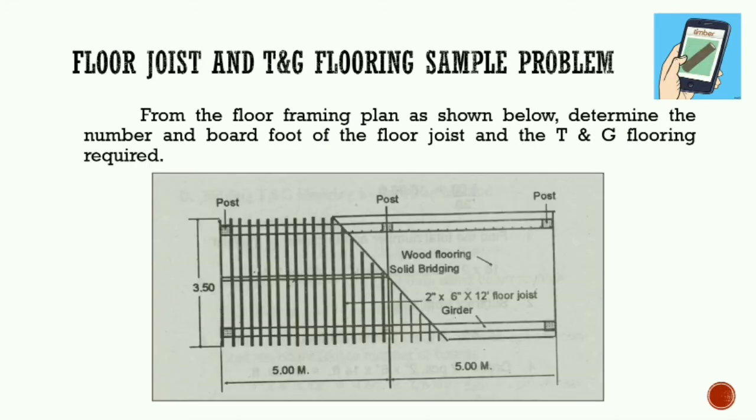Here is a sample problem. From the floor framing plan as shown below, determine the number and board foot of the floor joist and the TG flooring required. So here is the figure with 10 meter length and 3.5 height.